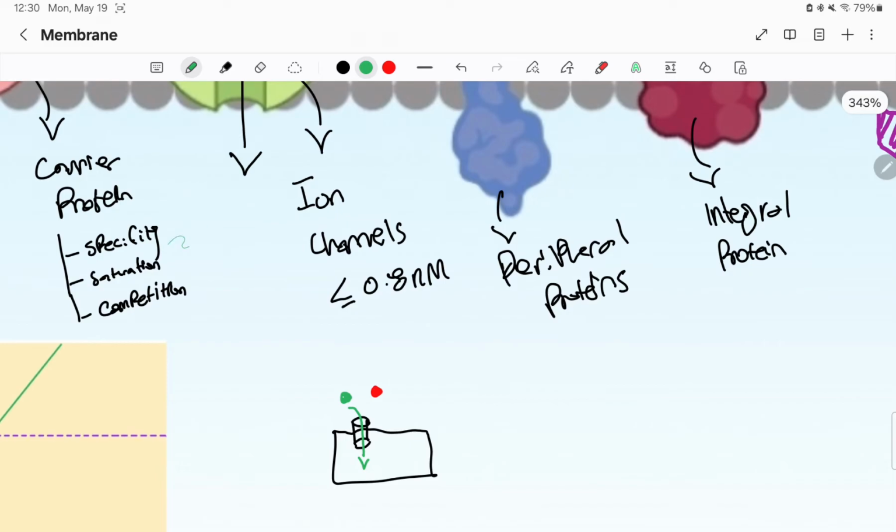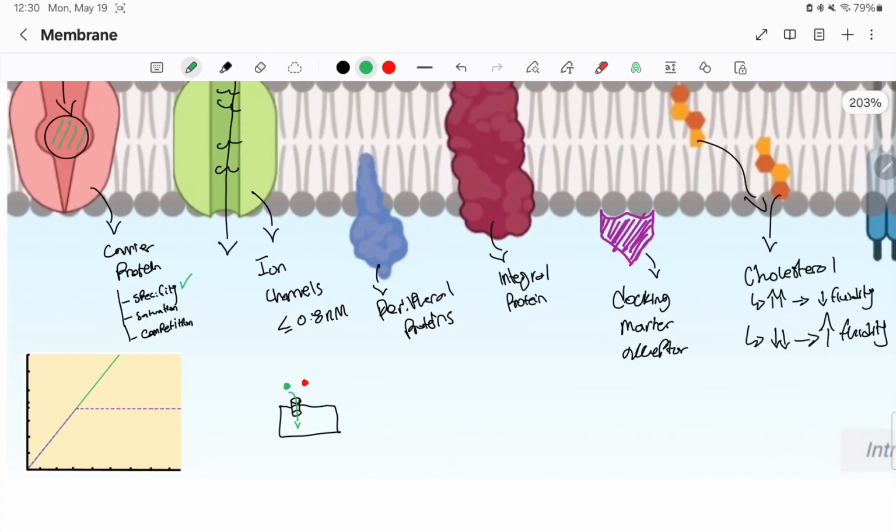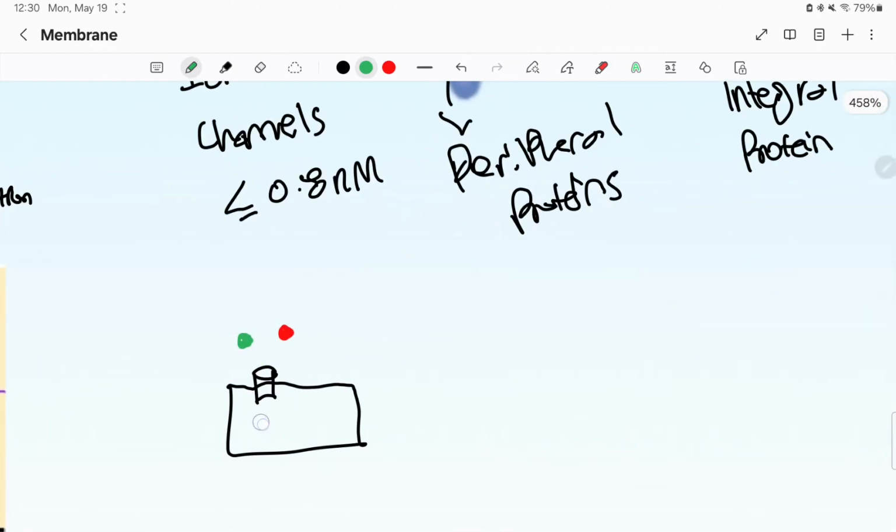So that is one characteristic checked off our list: specificity. These carrier proteins are specific to specific molecules. Maybe there's a fructose carrier, maybe there's a glucose carrier, maybe there's an amino acid carrier, a fatty acid carrier. And these things do exist. Let's do another example.